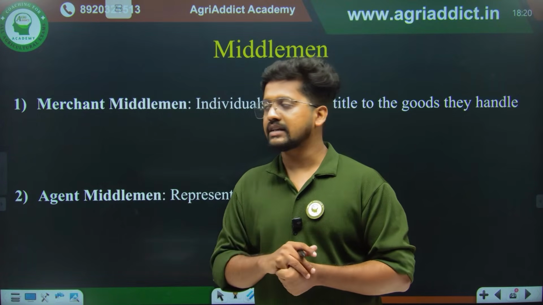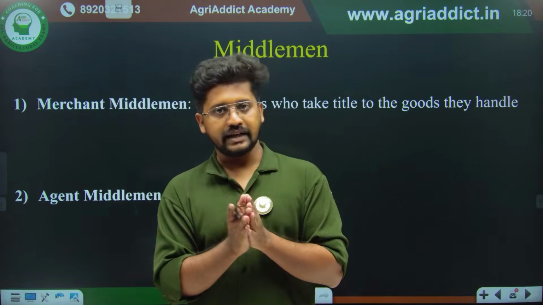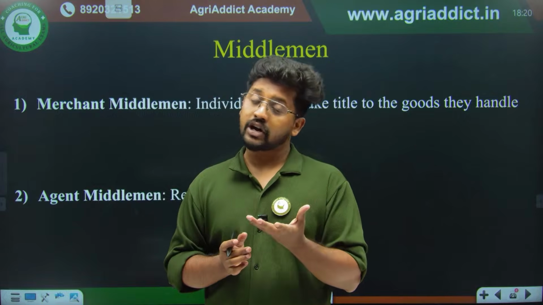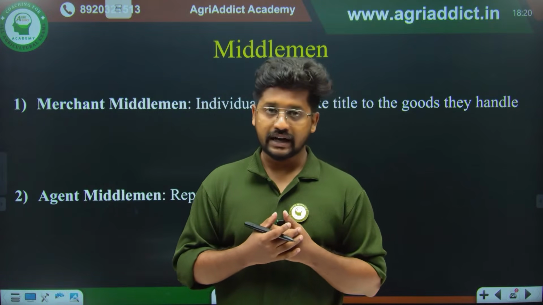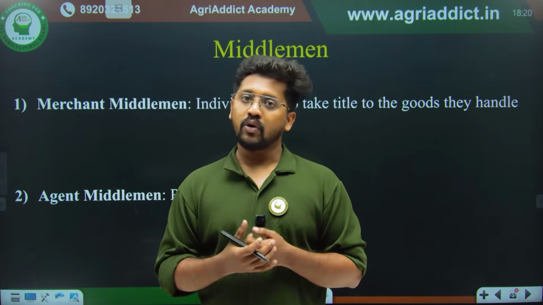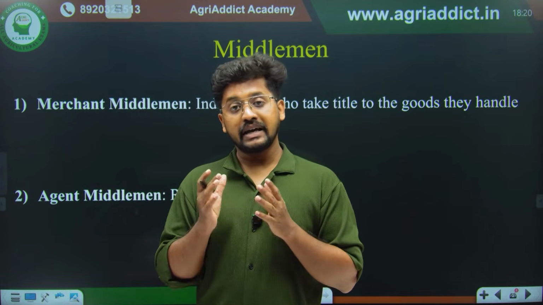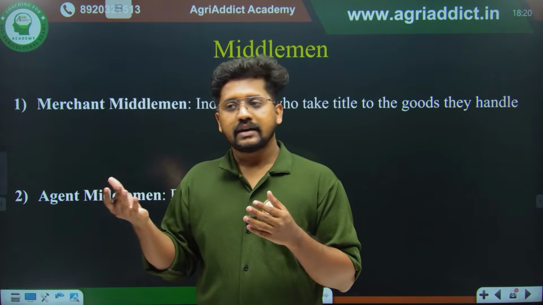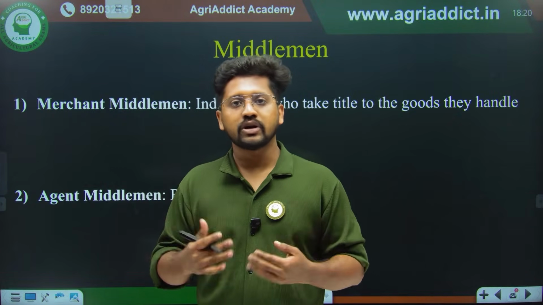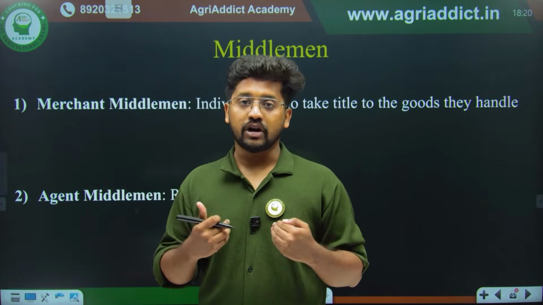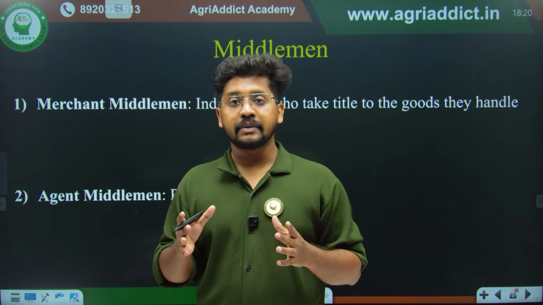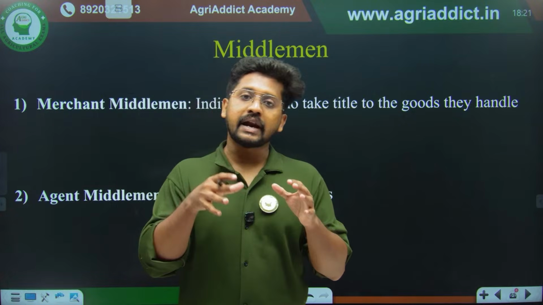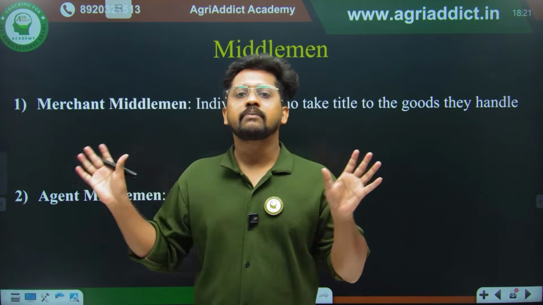The basic difference is that merchant middlemen are those market intermediaries, the key players in the marketing channel, who have the title of ownership of the produce. For example, if I am a retailer or a village trader or a wholesaler, what am I doing? I am buying the product. Once I buy the product from the previous intermediary, he has no right on that product. I bought it myself. I have the title of ownership. I hope the title of ownership is clear. The ownership right lies with me, because the selling and buying is completed.